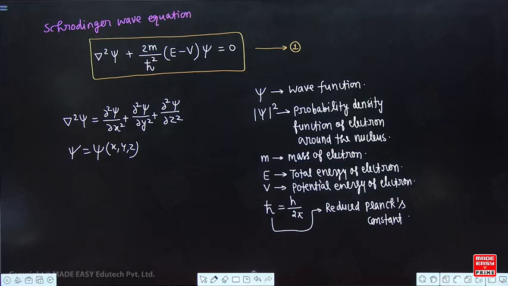These allowed values of energy, or the allowed electron states in an atom, are specified by the solutions in terms of four parameters, known as quantum numbers.